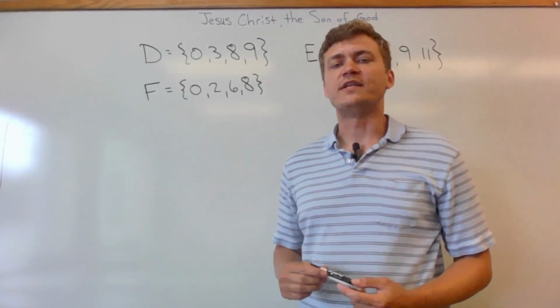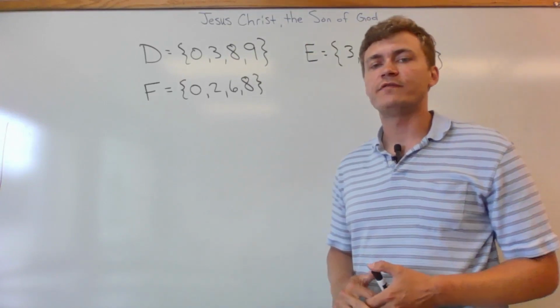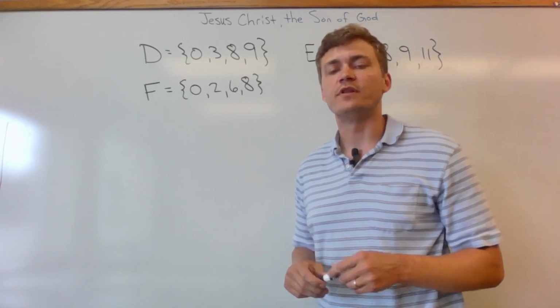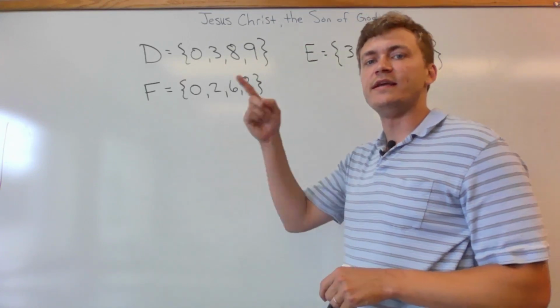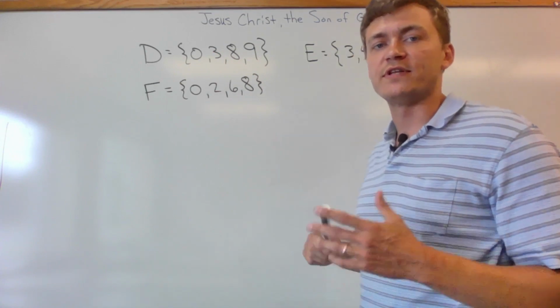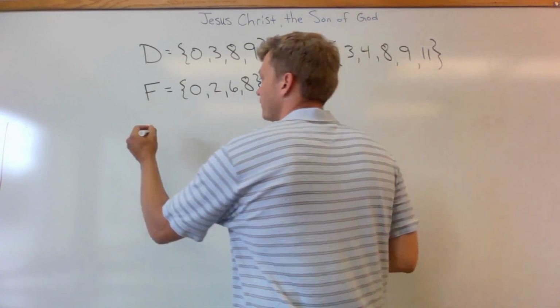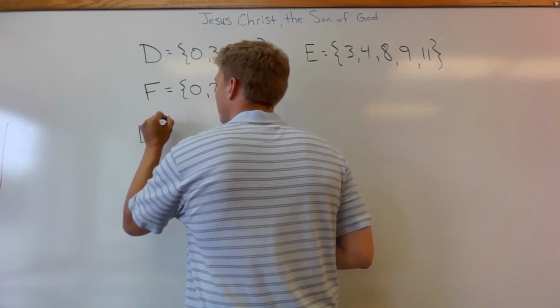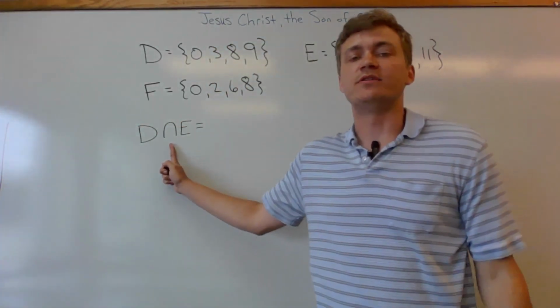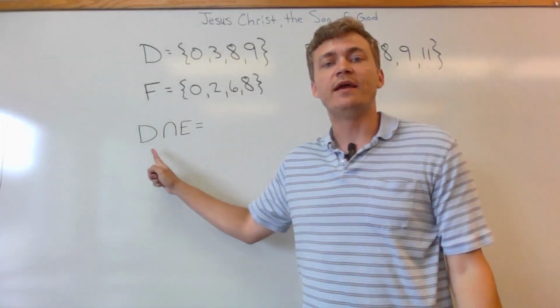So we've defined 3 sets here. We have D, E, and F with the following elements. I want to go ahead and find the intersection for each of these sets, right? That is D intersect E, D intersect F, E intersect F. Let's start with D and E. That notation is intersection. We're going to try to find the numbers that are in D and E.